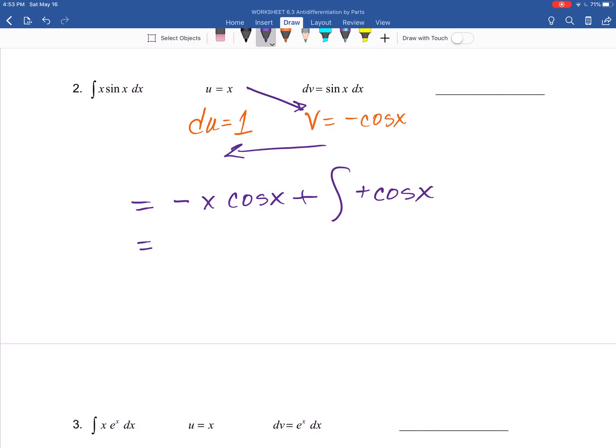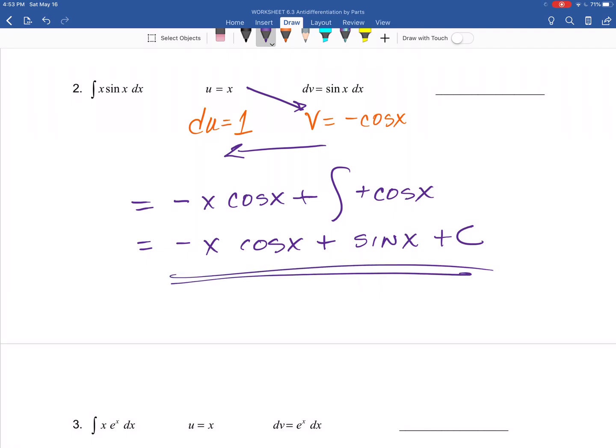Okay, good. Negative x cosine of x plus, okay, antiderivative of cosine of x. What function, when you take its derivative, you just get positive cosine of x? That is positive sine of x. Huh? No limits? Yeah, you got to put a plus c. Boom, looking good there. Okay, nice. Okay, let's go to 3.